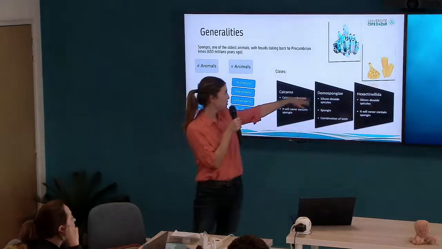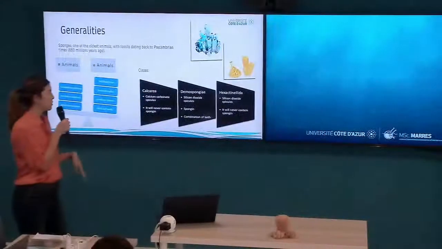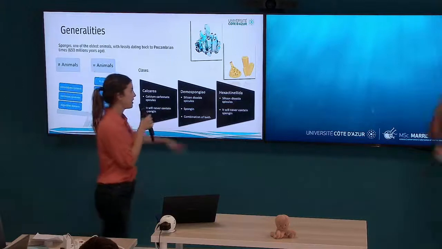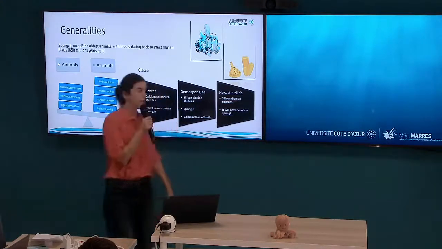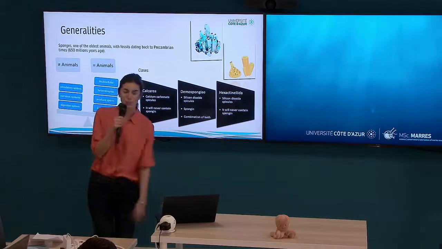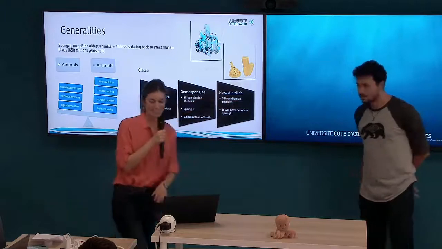Then we have Demospongiae, that have silicon dioxide spicules. They can have spongin or a combination of both. And then we have the Hexactinellida. These are the glass sponges, and they are composed of silicon dioxide. Afterwards, Leonel is going to speak about a very interesting bioinspiration of this class.